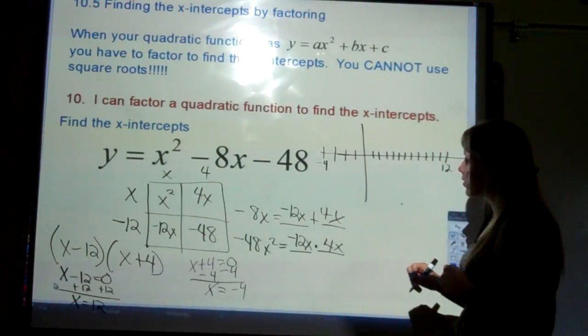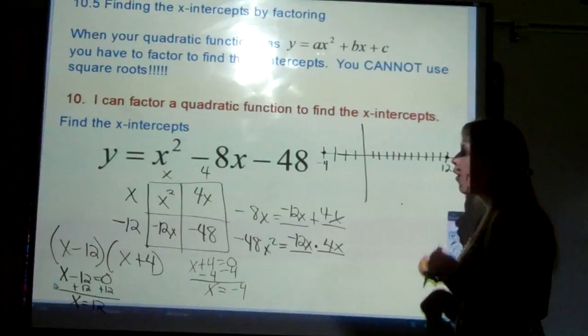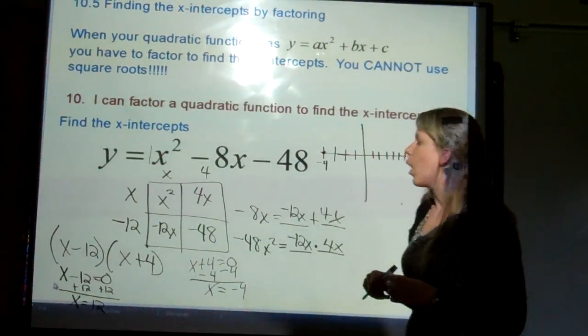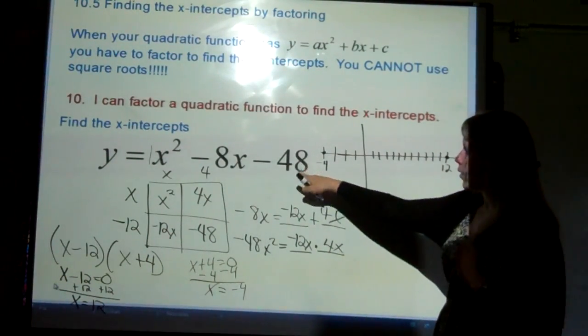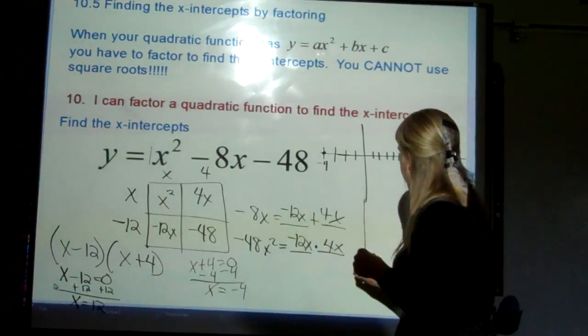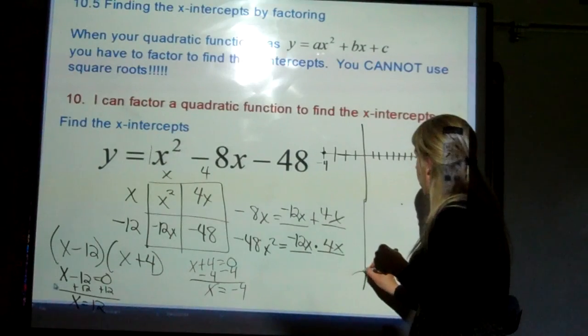Here's x equals positive 12. We know that the parabola is going to touch both of those. Furthermore, we know that the number in front of the x squared is a positive 1, so we know that our parabola is going to open up. And we found on the previous slide that the y-intercept is negative 48. So somewhere down here at negative 48, the parabola touches the y-axis.